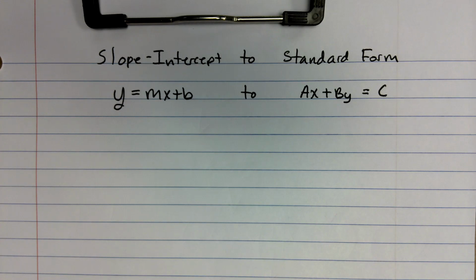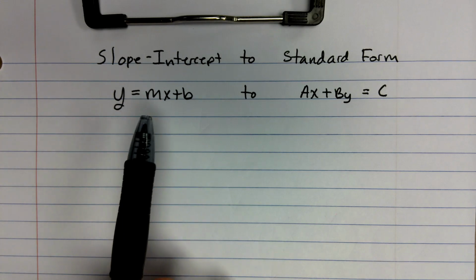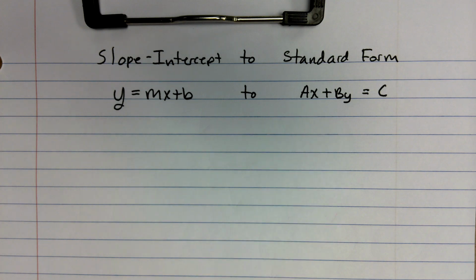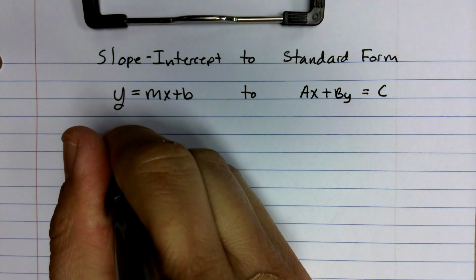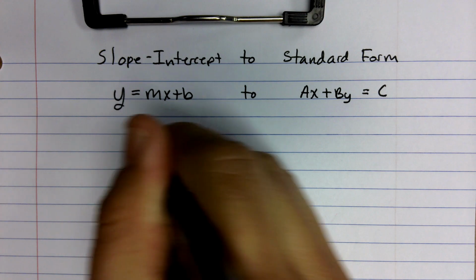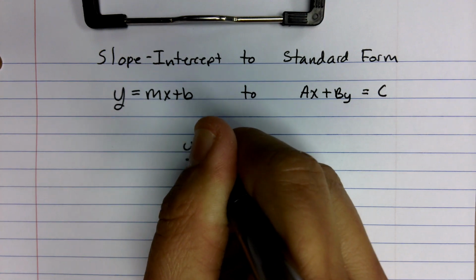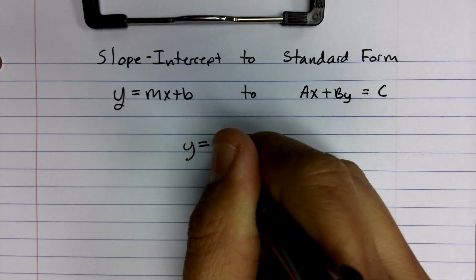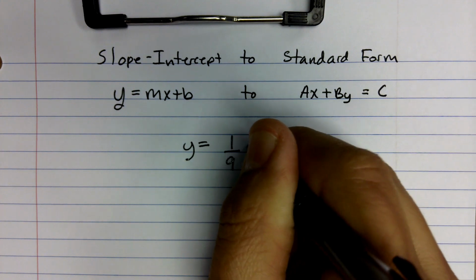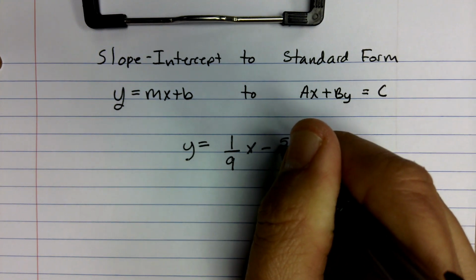In this video, we're going to look at how to convert a slope-intercept equation to a standard form equation when it has rational numbers. In other words, when it has fractions. So let's take a look at this problem real quick. For instance, my slope-intercept form happens to be in this problem. y is equal to 1 over 9 x minus 5 over 3.